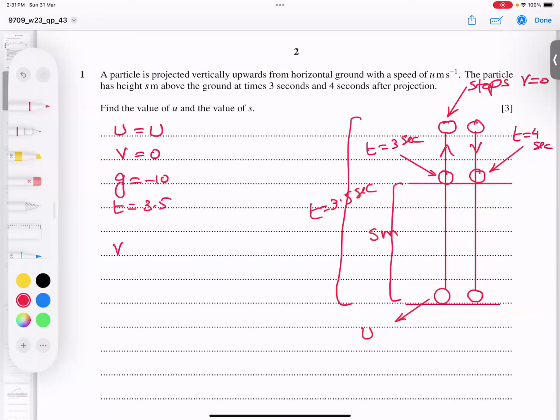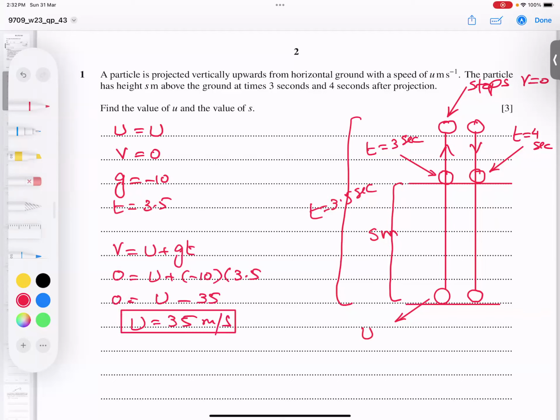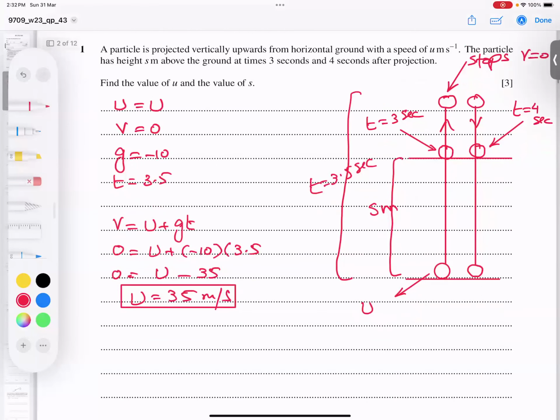So v is equal to u plus gt. Last velocity 0, u unknown, gravity -10, and time is 3.5. If you solve it, it becomes -35, so u is equal to 35 meters per second. Alhamdulillah Rabbil Alameen, we have done the first part. We have more methods even, but I think this is an easy way for you to understand.